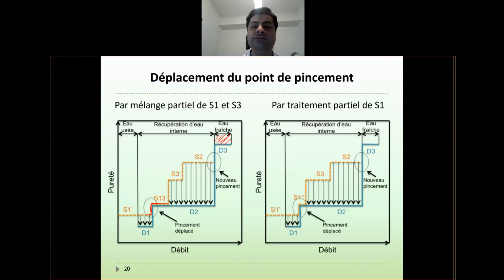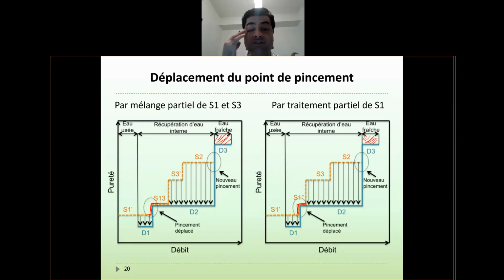Another option is you don't need to mix S3 and S1. You can just apply wastewater treatment to S1, so that the concentration, for example the purity, of S1 can increase, and you make this step here, and then you again push to the right to make less fresh water requirement.